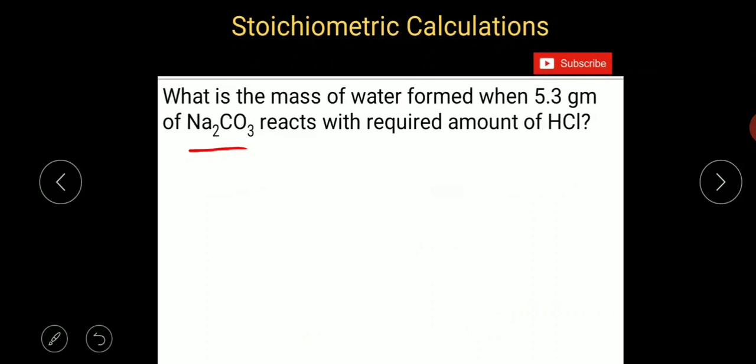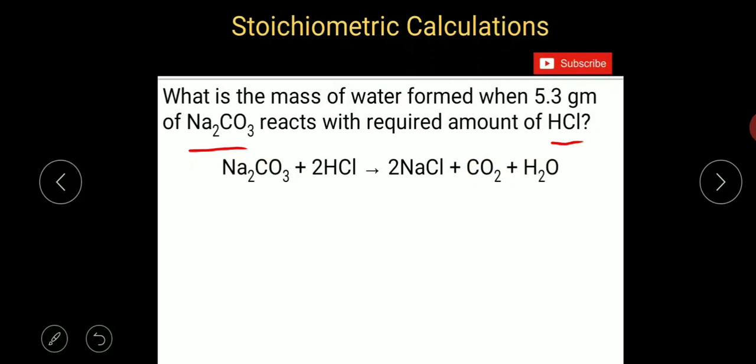Sodium carbonate when reacts with HCl. We know that when carbonates and bicarbonates react with dilute acids, they release carbon dioxide gas. So the balanced equation for that is Na2CO3 plus 2HCl to give 2NaCl plus CO2 plus H2O. We need the relation between number of moles of Na2CO3 and number of moles of HCl.